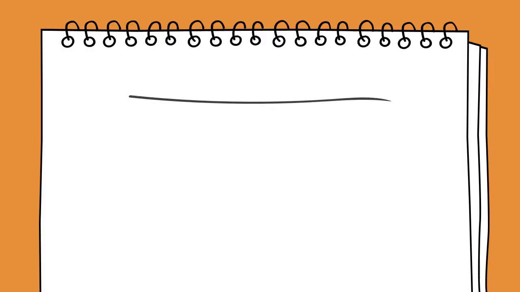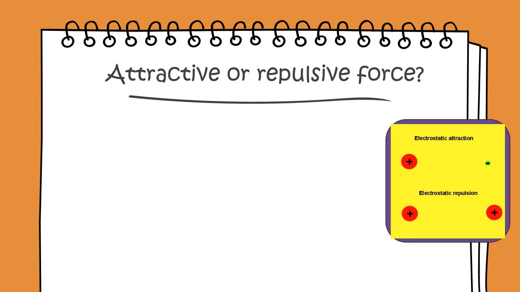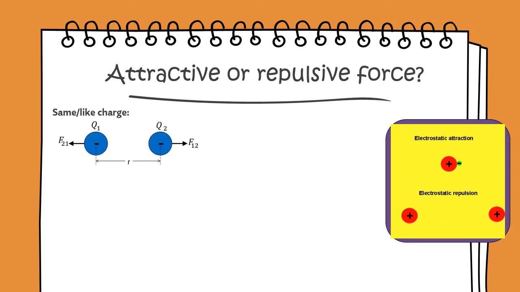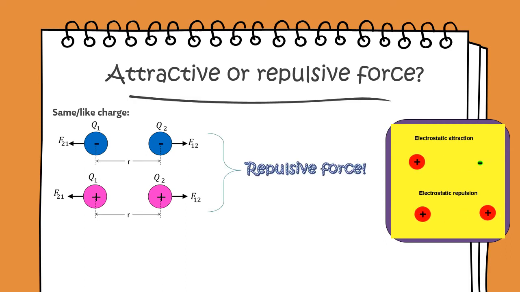There are two types of electrostatic force, which are attractive and repulsive force. So first we see the same or like charges. Same or like charges means that both are negative charges or both are positive charges. If both charges are negative or both positive, it will produce repulsive force.